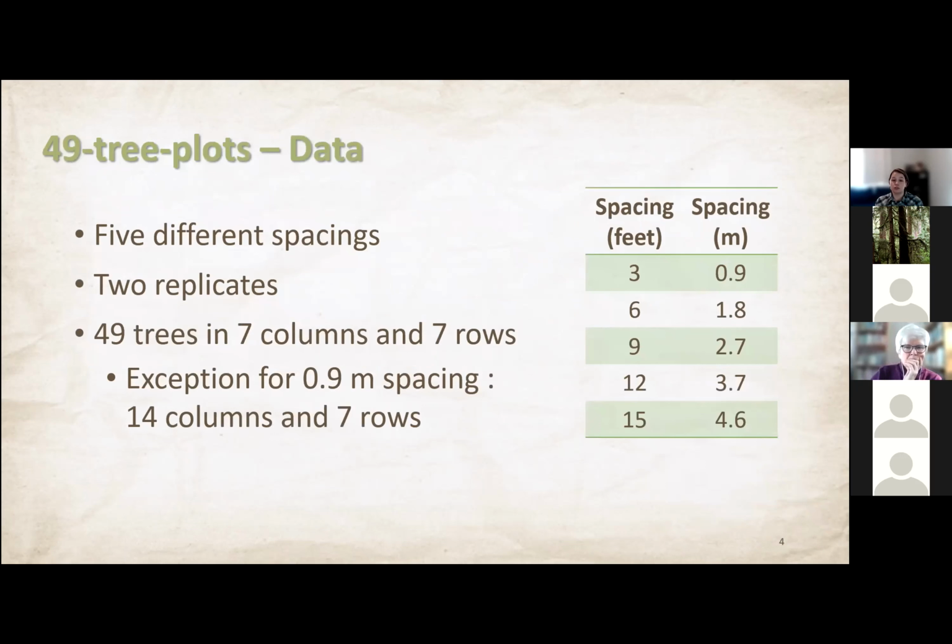So the experiment was designed with 5 different spacings, originally in feet: 3, 6, 9, 12, and 15. Each spacing had 2 replicates for each species. In each plot, we had 5 columns and 5 rows, totaling 49 trees, with exception of the 0.9 meters. They had 14 columns and 7 rows, with double the number of trees.